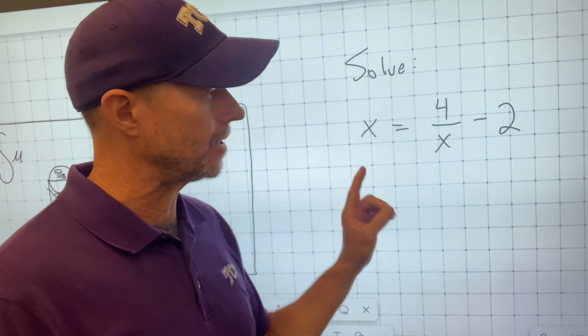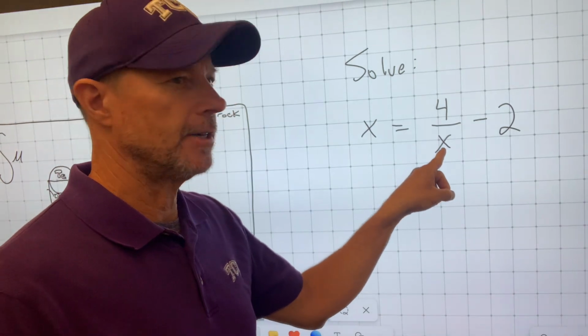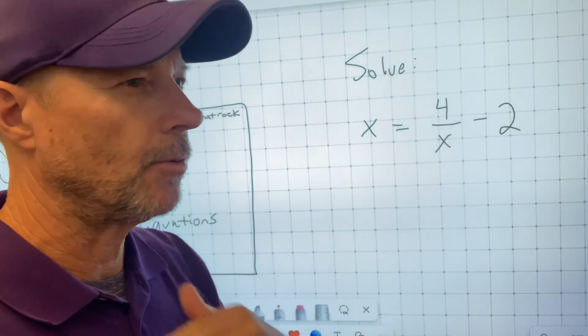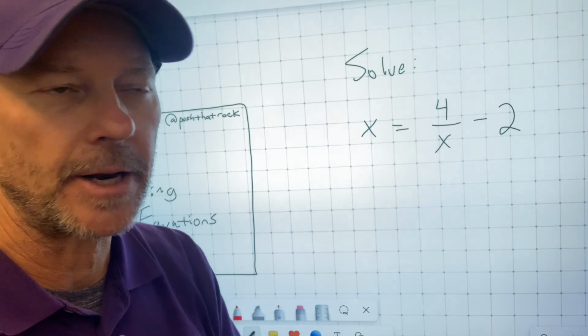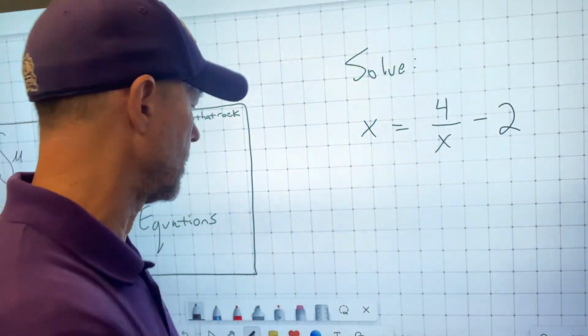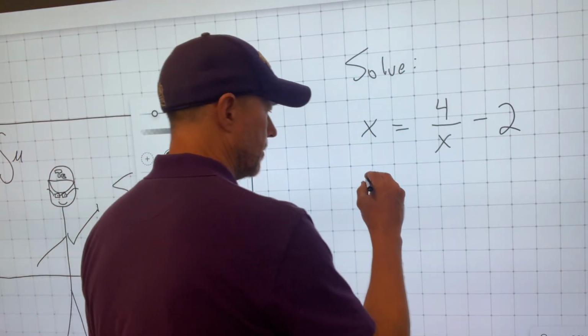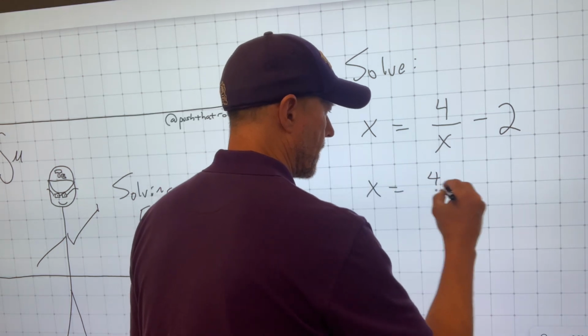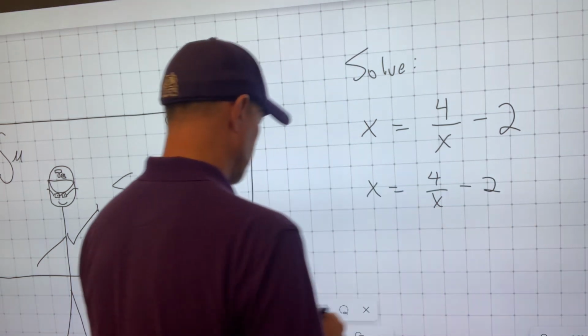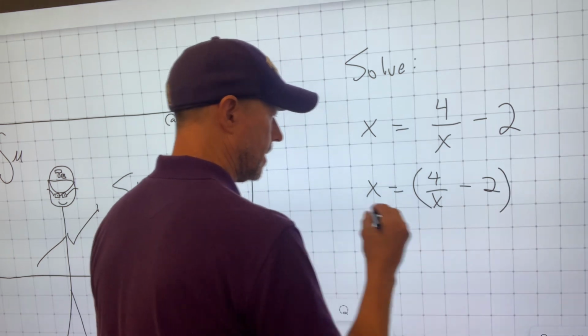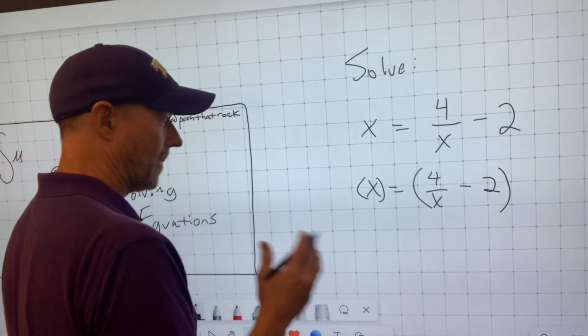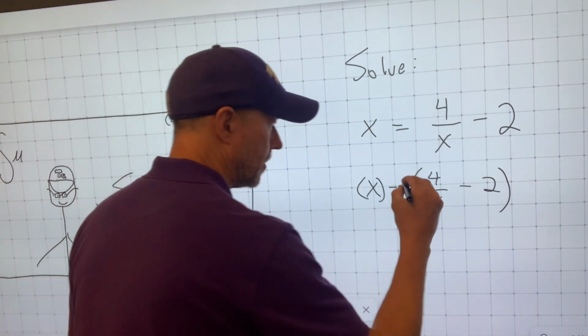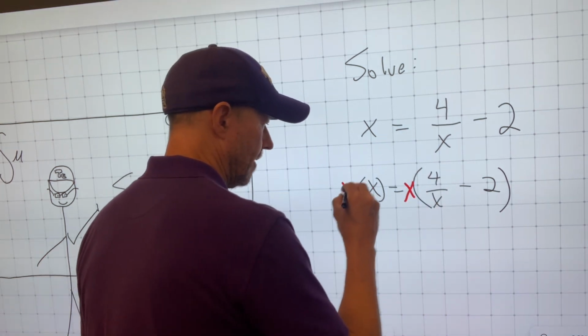There's a lot of ways to handle this, but whenever there's a denominator, especially if there's a variable in the denominator, you want to multiply by whatever the denominator is to make the denominator vanish. So what I'm going to do with this equation is multiply both sides. I'm going to multiply the right side and the left side by whatever the denominator is. So I'm going to multiply the right by x and the left by x.